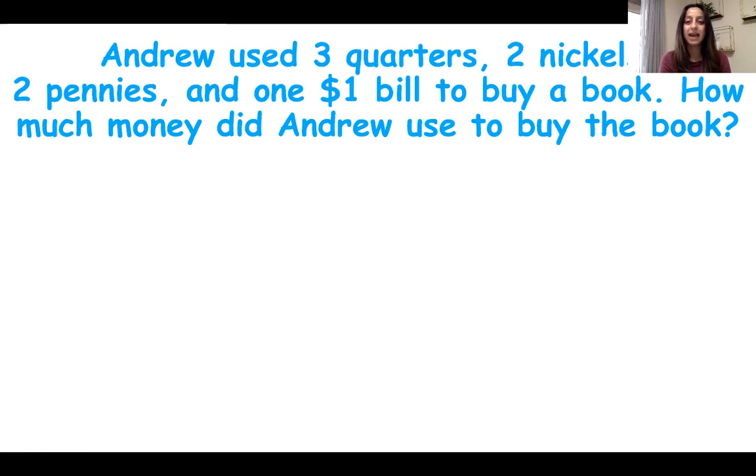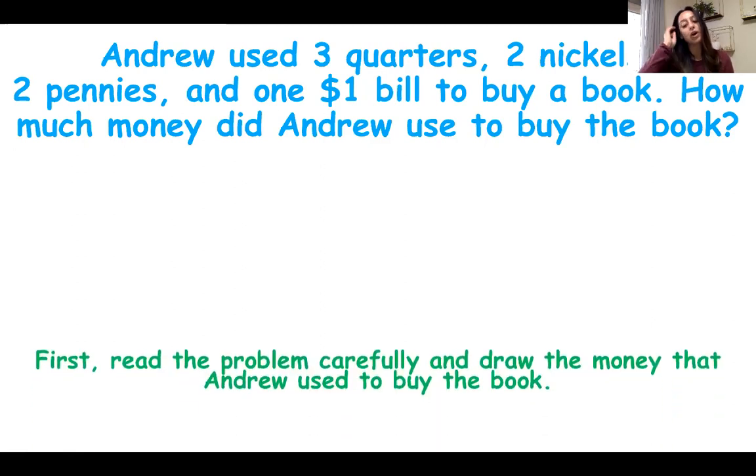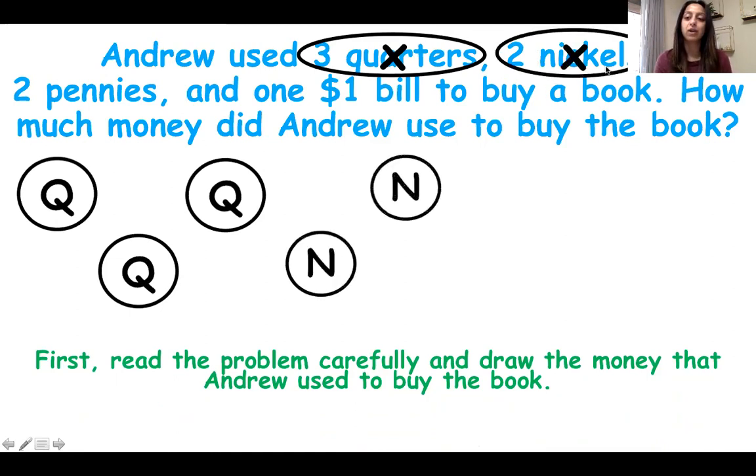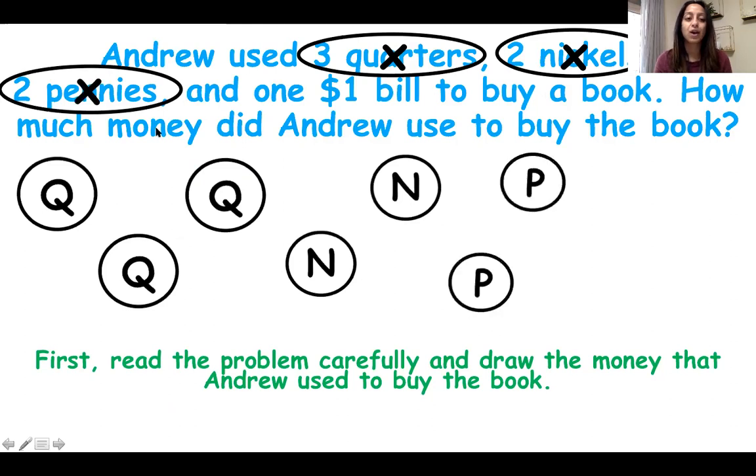All right, let's check our work. So first, we're going to read the problem carefully and draw the money that Andrew used to buy the book. So Andrew used 3 quarters. I'm going to circle 3 quarters, draw my 3 quarters, and then cross that out. 2 nickels, I'll circle that, and then 1 nickel, 2 nickels. Cross that out, done with my nickels. 2 pennies, draw my 2 pennies, cross that out, done with my pennies.